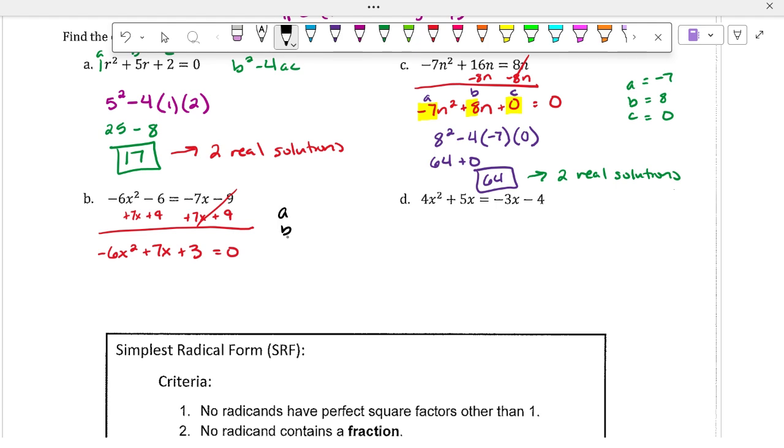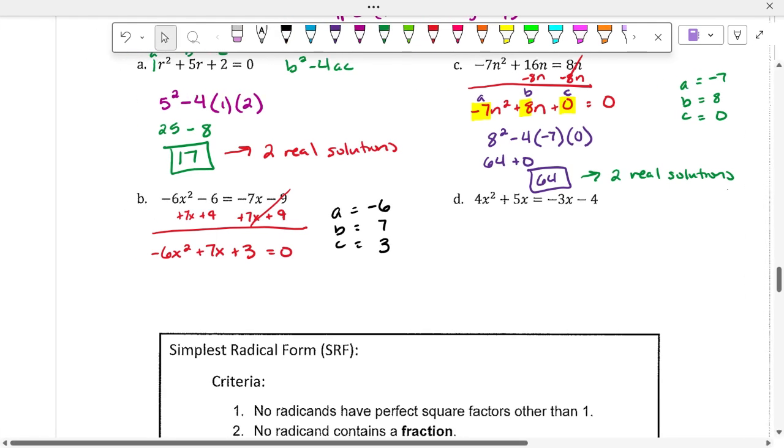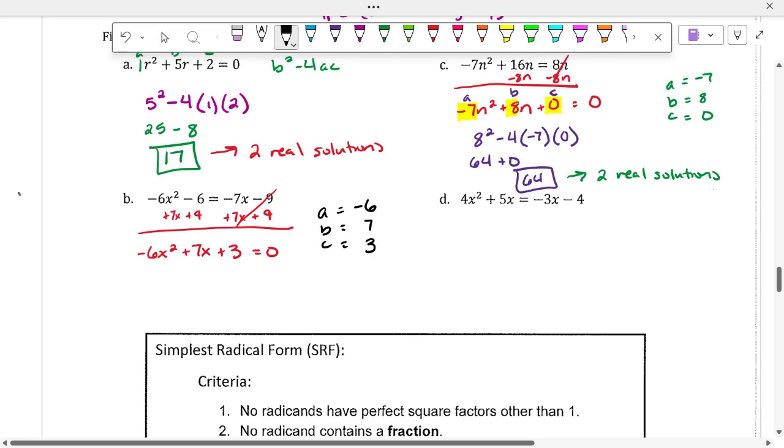Now, I'm going to go ahead and list out my A, B, and C. So what's my A value? Anyone? Negative 6. What's my B? What's my C? 3. And again, I'm getting those because I'm looking at my standard form of a quadratic, which is ax squared plus bx plus c. So the a is always next to the x squared, the b is always next to the x, and the c is always the constant.